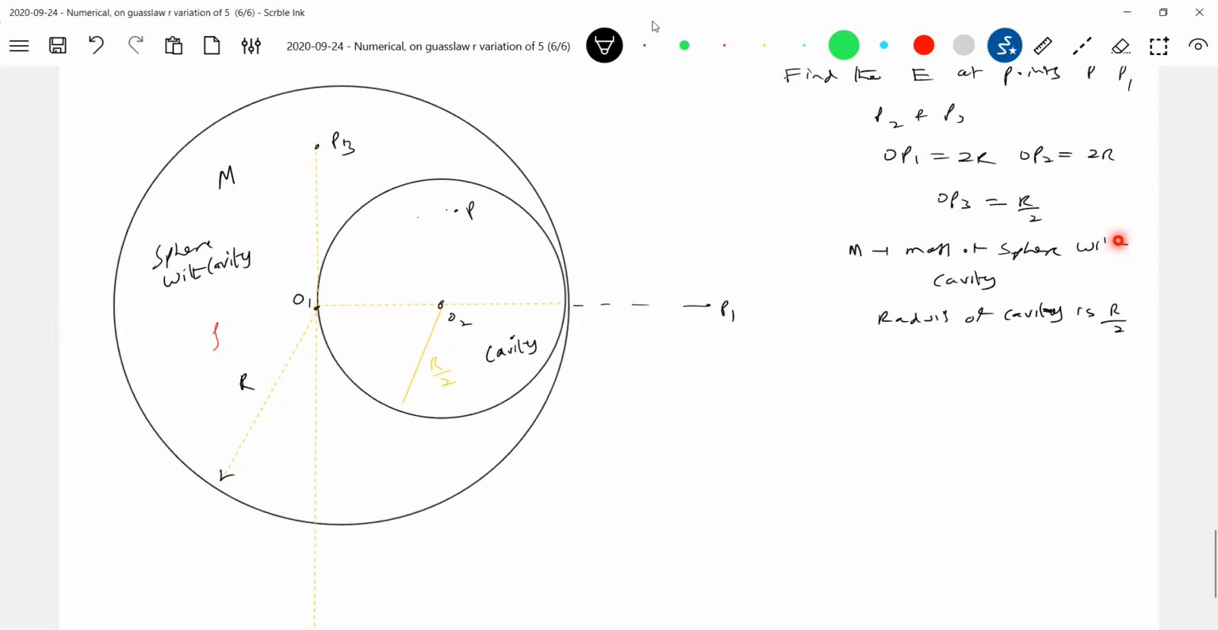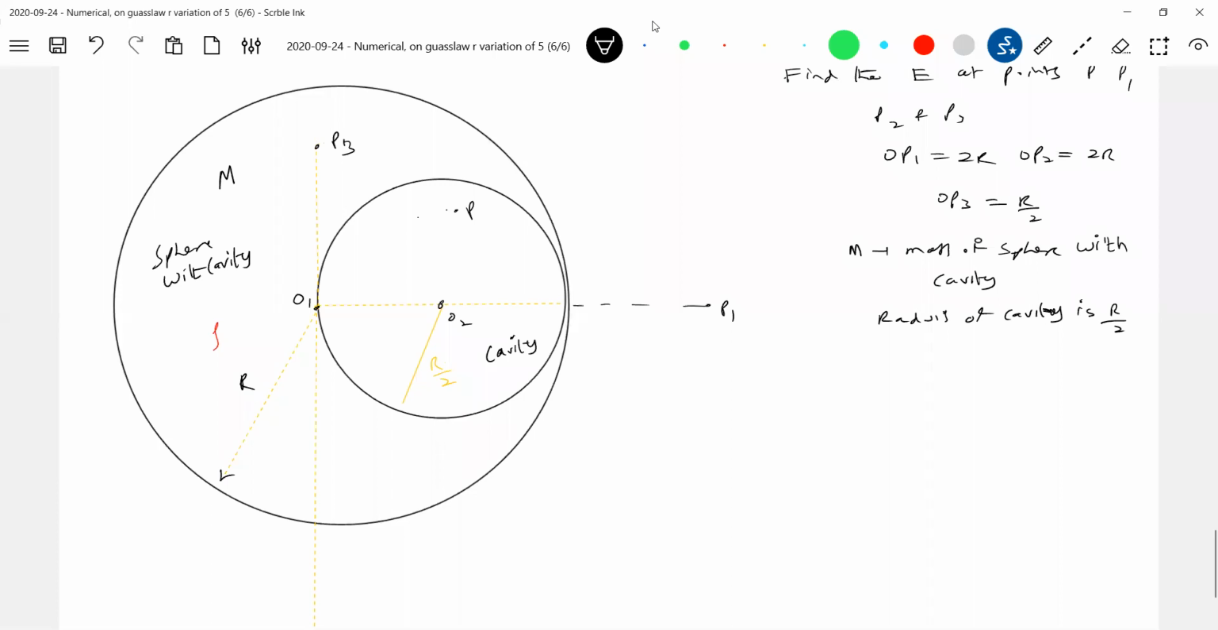In that case you'll be on the safer side. So here, what is given? Let m be the mass of the sphere with cavity, and the radius of the cavity is r/2. O2 is the center of the cavity here.